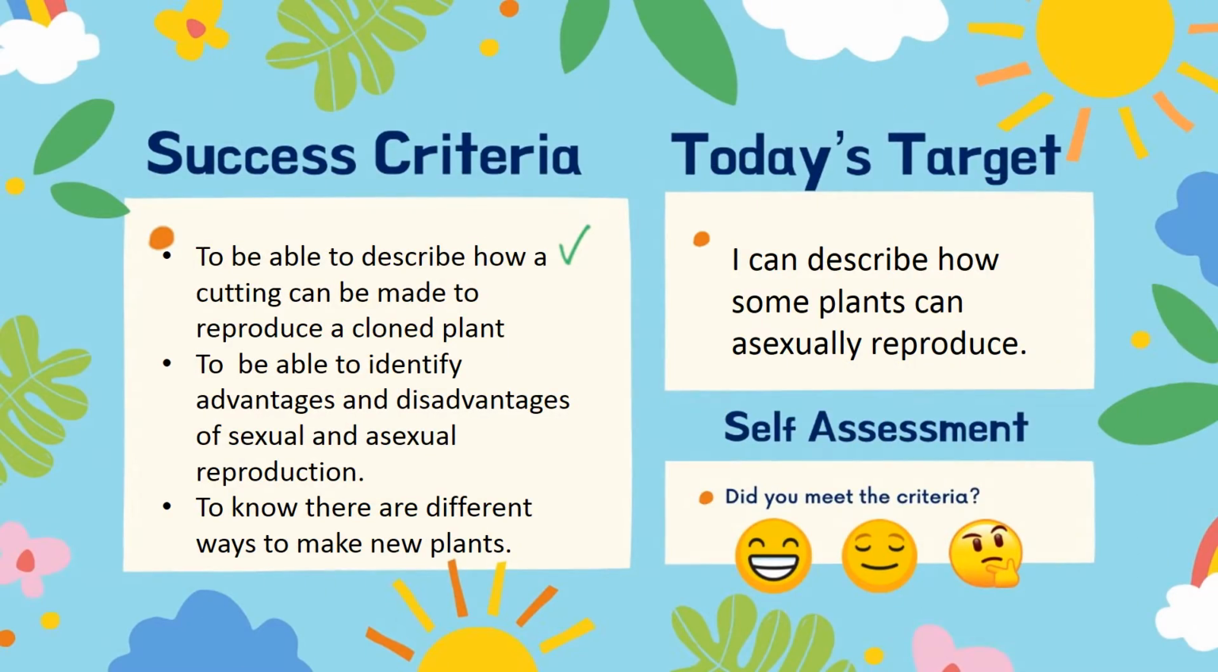Our success criteria today is to be able to describe how a cutting can be made to reproduce a clone plant, be able to identify advantages and disadvantages of sexual and asexual reproduction, and to know there are different ways to make new plants. This is the way that you are able to answer a few questions and to describe a few processes as we go along. And obviously the pause buttons are being used to help you answer these. So your main overall target is: I can describe how some plants can asexually reproduce.